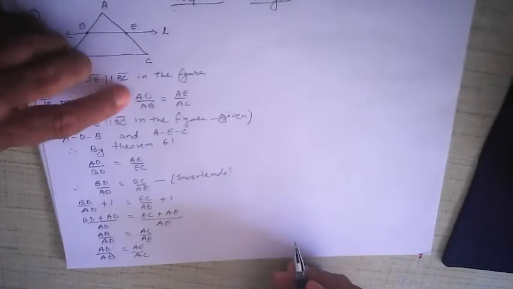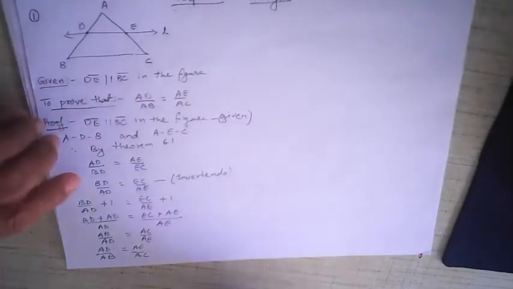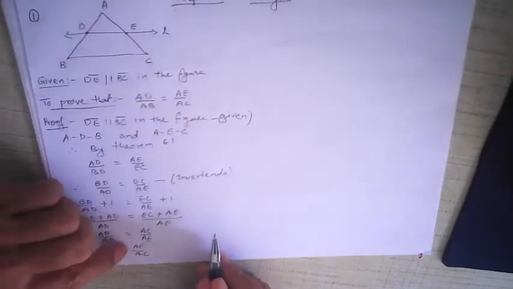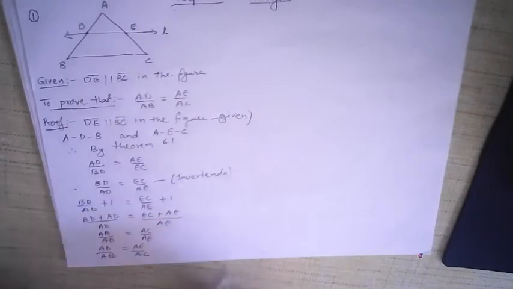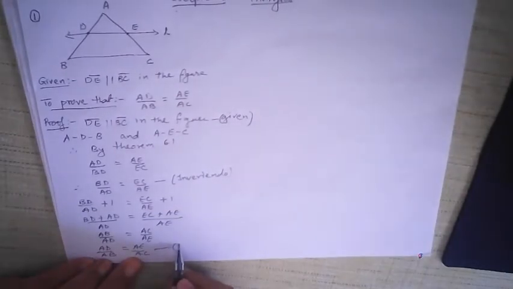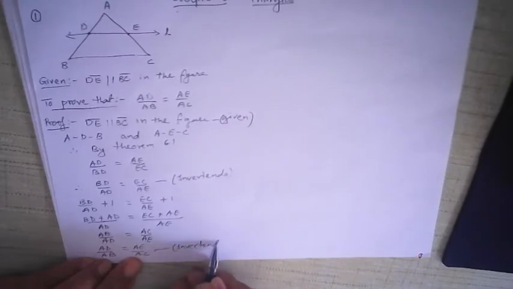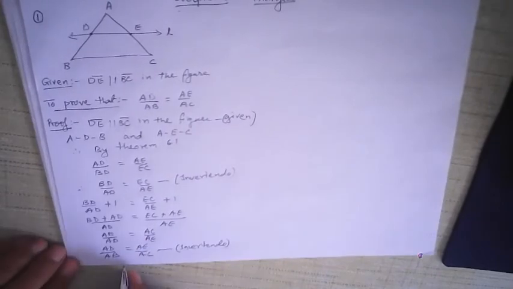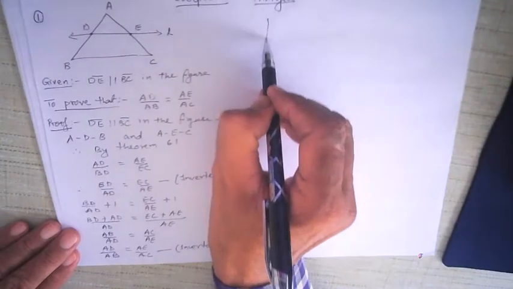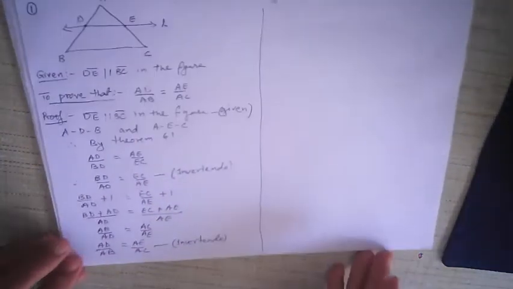Now look at what is required for the proof: AD upon AB is equal to AE upon AC. That is what was required. By invertendo again, we get the required result. So you can see this is a very simple, easy proof. There is nothing difficult about this.